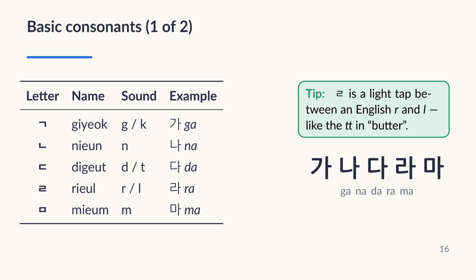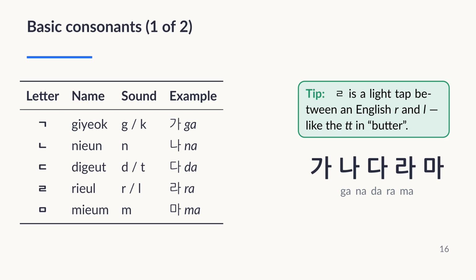The fourth is real, and this one deserves attention. Because its sound sits between an English R and an English L, the best way to make it is a light, quick tap of the tongue, exactly like the double T in the American pronunciation of butter or the R in the Spanish word pero. Our example is ra, said with that gentle tap. The fifth is miam, the M sound as in mom, the example is ma.